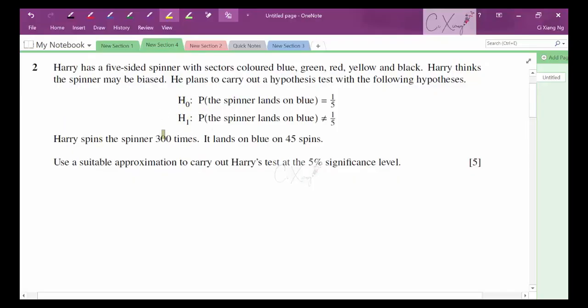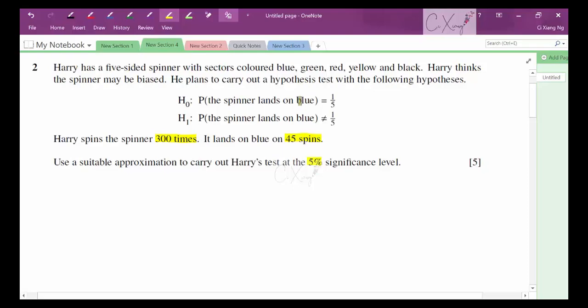Harry spins the spinner 300 times and it lands on blue on 45 spins. So the value 45 here, we'll use it in the calculation for our probability later. Use a suitable approximation to carry out Harry's test at a 5% significance level. So this is 5%.